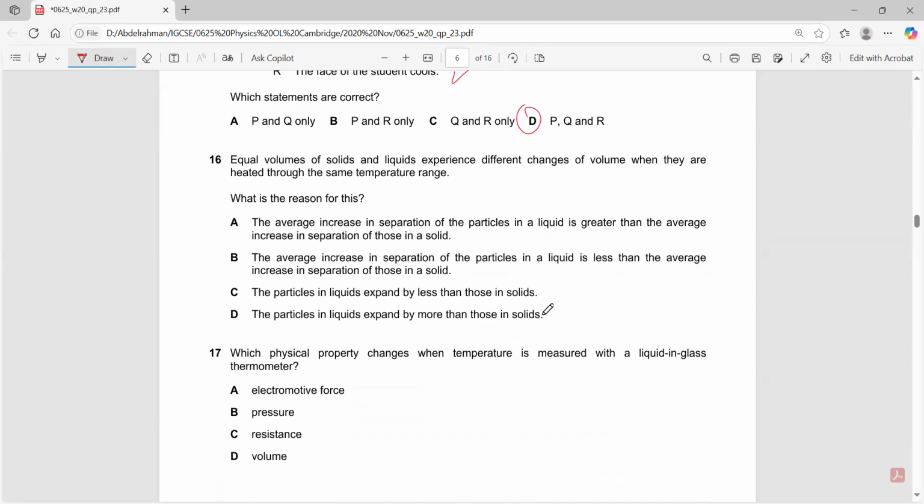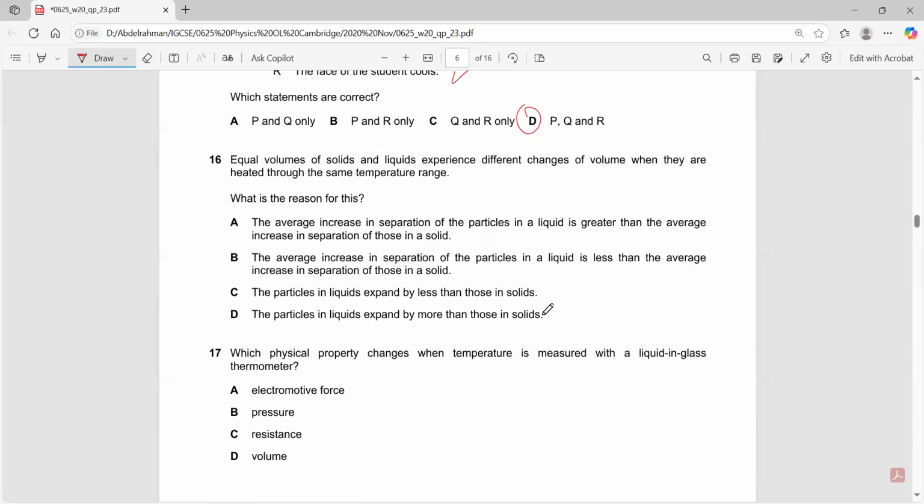Equal volumes of solids and liquids experience different changes of volume when they are heated through the same temperature range. What is the reason for this? Can I find the reason for this? Yes, I can. The average increase in separation of the particles in a liquid is greater than the average increase in separation of those in a solid.